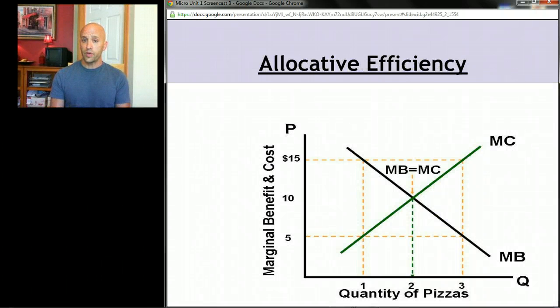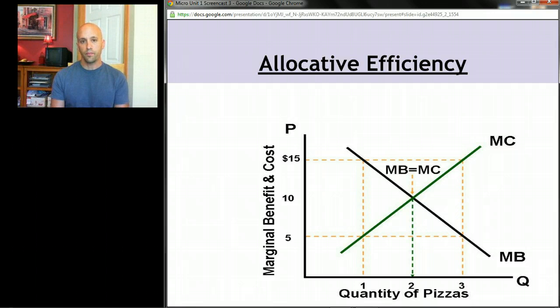All right, now allocative efficiency, again, we've seen before. It's the place where marginal benefit is equal to marginal cost. If we're thinking about how much pizza society wants to consume, for example, remember, marginal benefits tend to decline, diminishing marginal utility. Marginal costs tend to rise for reasons we'll talk about in the future, and we want to go to where they're equal.